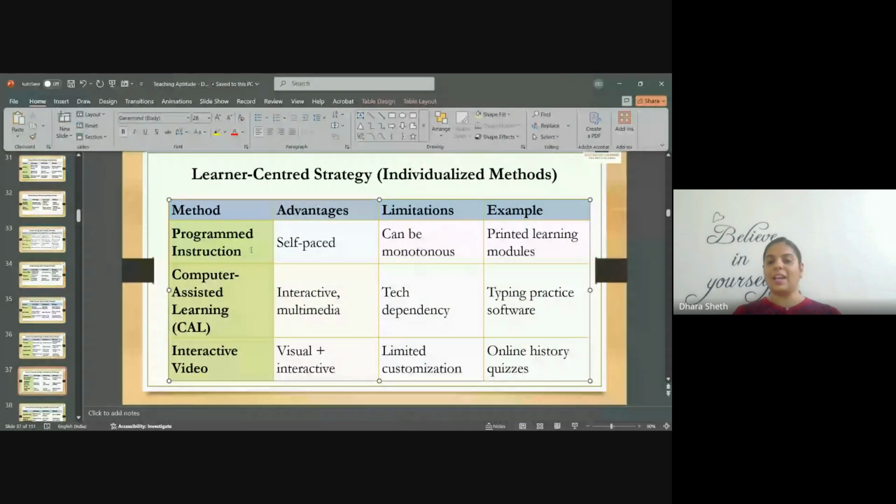Programmed instruction, self-paced, like I share a PDF and you learn from it, but it can be monotonous. So printed learning modules, you can do it in your own free time, but then it would not be as interactive. Like see, we'll see that learning happens auditory, visual, and kinesthetic. So visual is when you see, so that happens, but then auditory, when the teacher speaks, then it becomes easier, because you are looking at it and you are listening to it, the short-term memory to long-term memory transfer process becomes a bit easier.